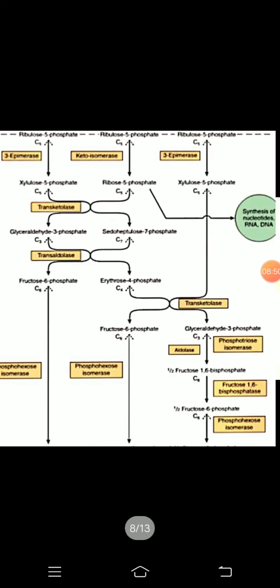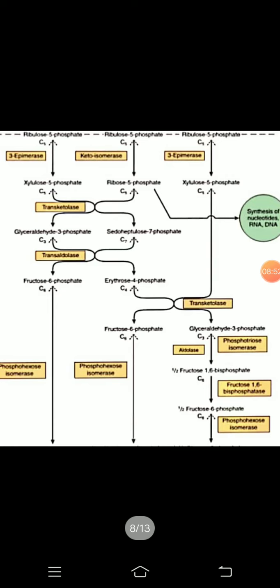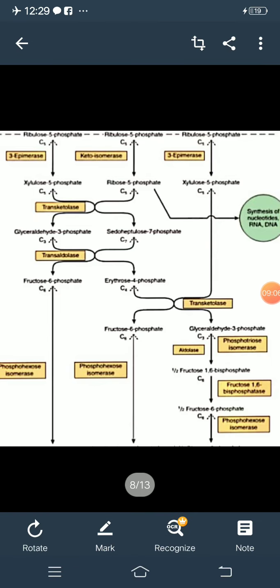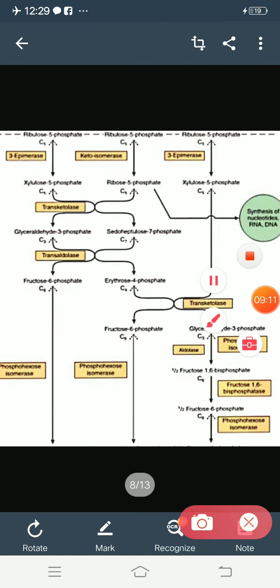Here in this pathway we can see, as I told you, we have taken the 3 molecules of glucose 6 phosphate. So how many ribulose 5 phosphate form? 3 molecules of the ribulose 5 phosphate will form. So this is 1, 2 and 3. 3 molecules of ribulose 5 phosphate are formed. So now it acts as a substrate for the 2 types of enzyme. Which are these enzymes? Ketoisomerase and the epimerase.